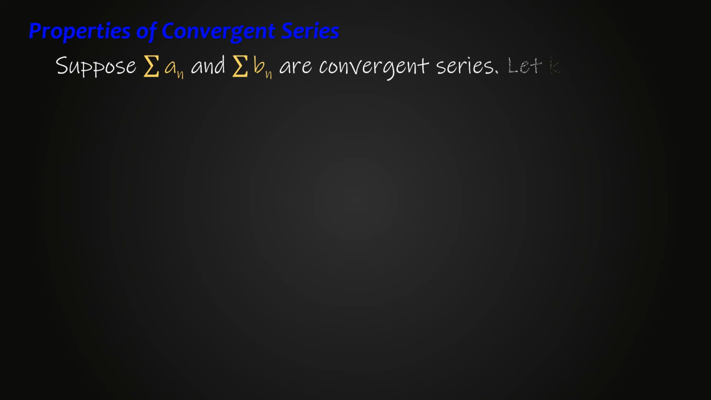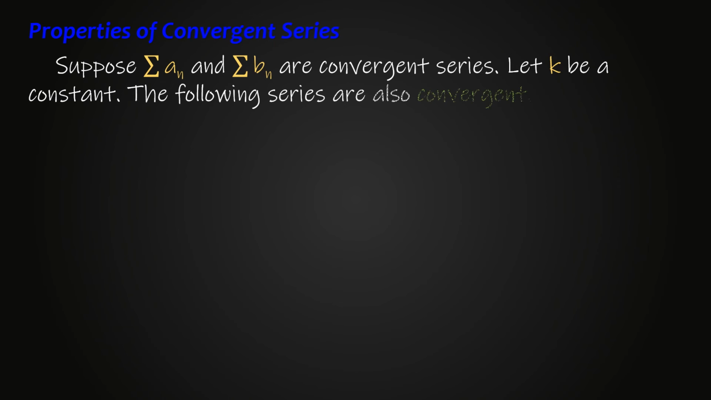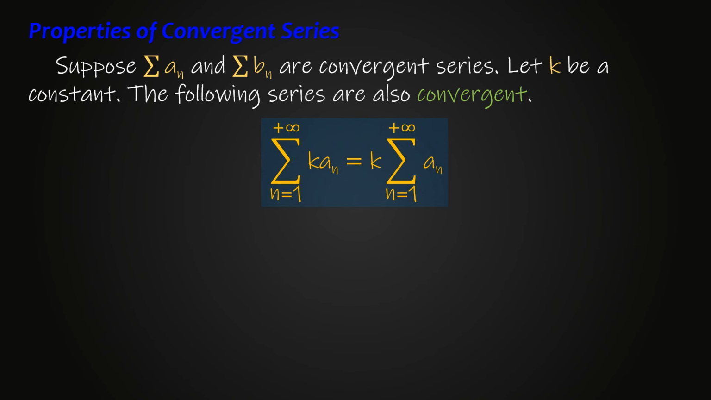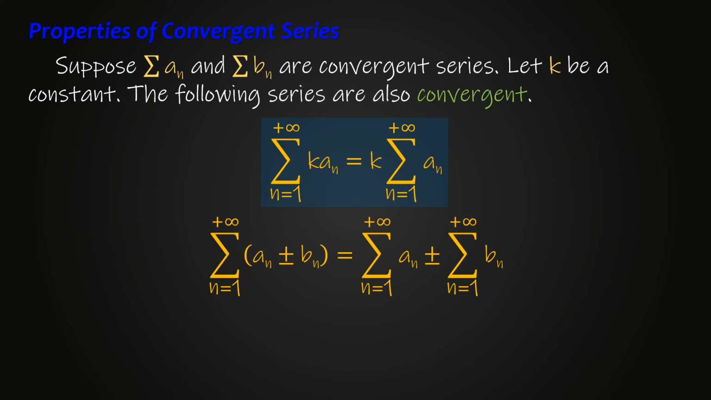Properties of convergent series. Suppose two series are convergent. Let K be a constant. The following combination of series are also convergent. The constant multiple of a convergent series. The sum or difference of two convergent series.